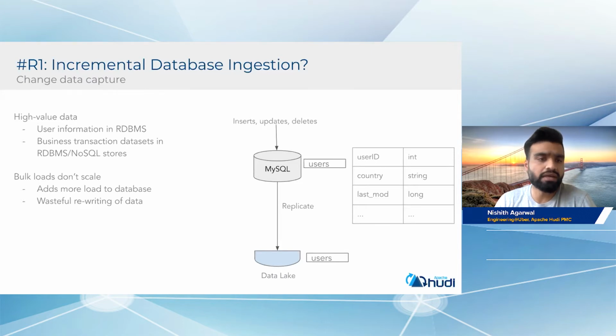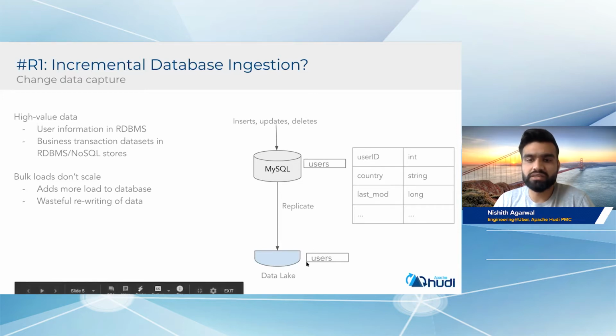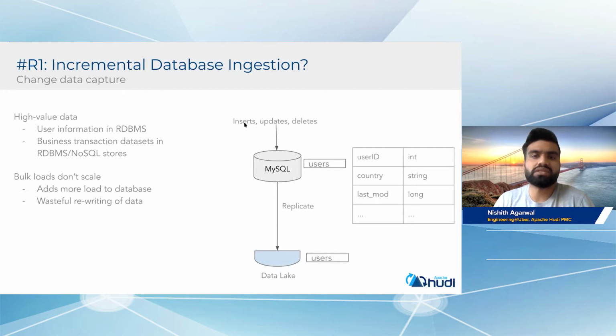them onto the lake. Those add a lot of load to the database and also do a lot of wasteful rewriting, depending on figuring out what data has actually changed, right? So if you take an example here, you have tables like user ID, country, last modified, and you want that represented in the data lake. Just to note that these are change data capture, which means you could have inserts, updates, and deletes, and you want to be able to track them and then replicate that onto the data lake.